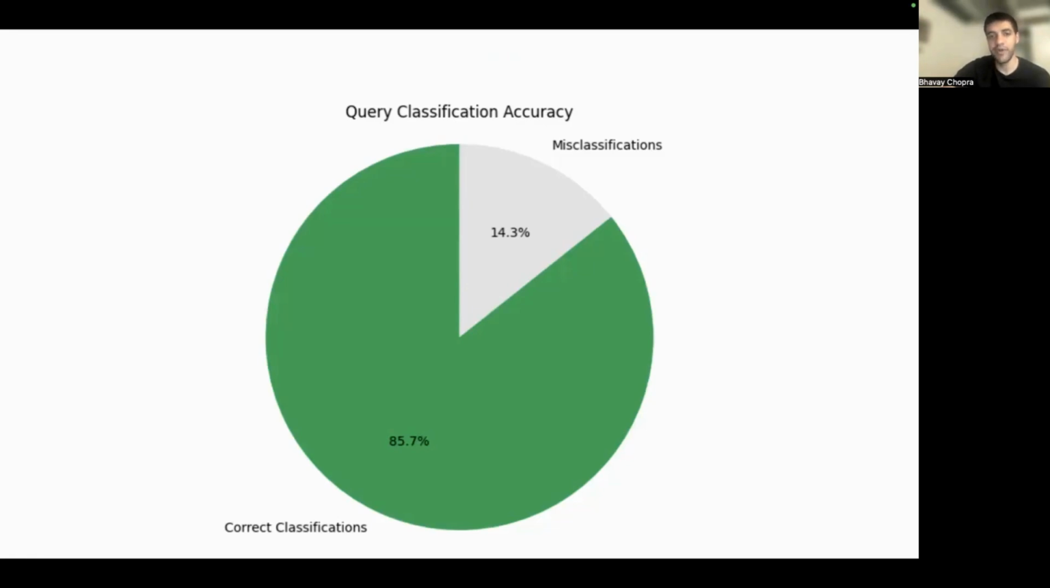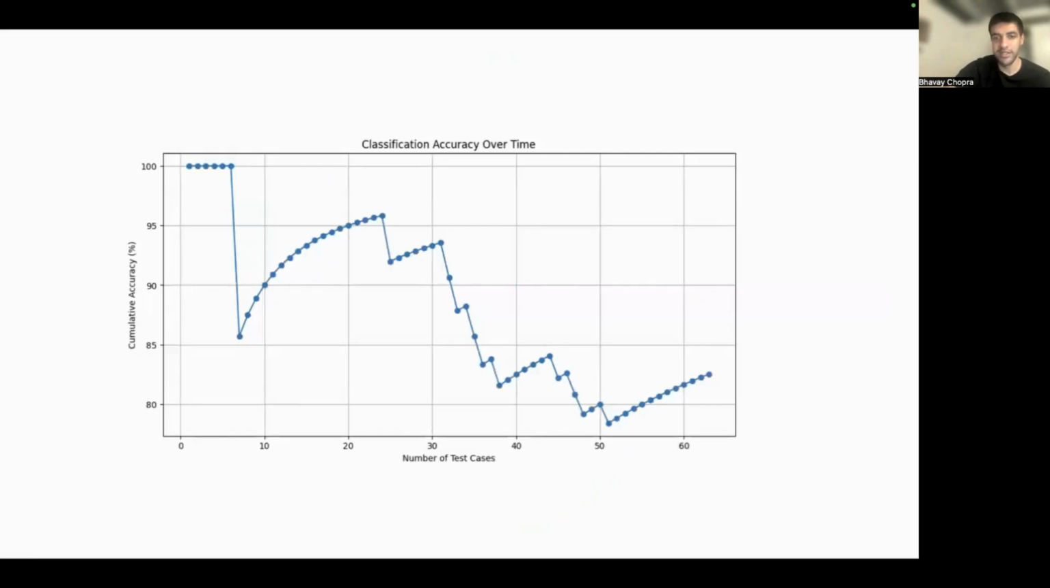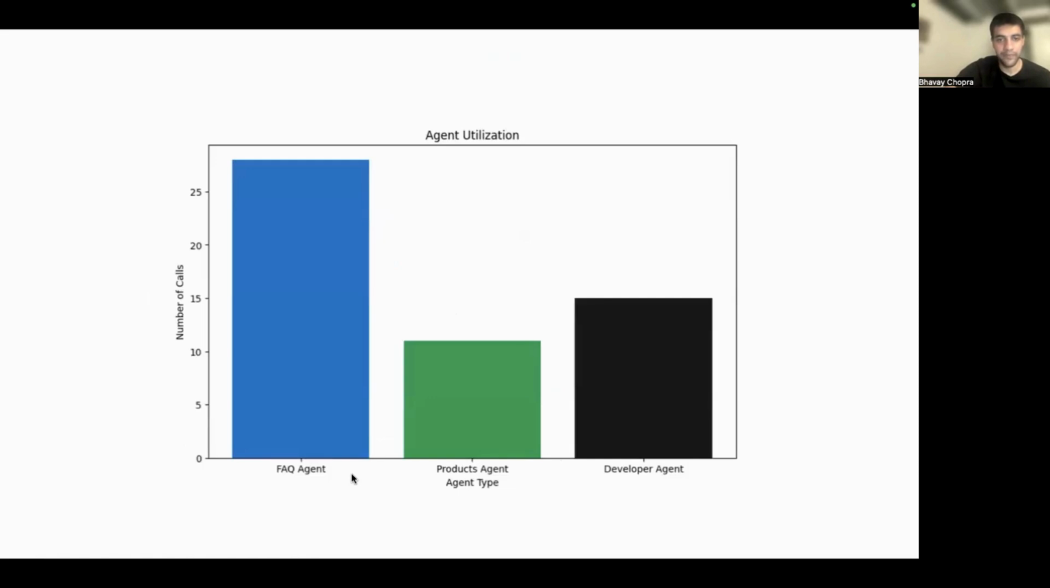This is a significant improvement from the previous part of the project, as now we have almost doubled the accuracy. And here are the more specific accuracies of the type matching as well as the output matching. You can see there's an 82.5% as well as an 87.3%, which are very good results. The team at DQ were also satisfied with these results. The classification accuracy over the number of test cases, as you can see here: as the number of test cases goes up, the accuracy does go down a little bit, but we are still in the high 80s by the end of the last test case, which is good.